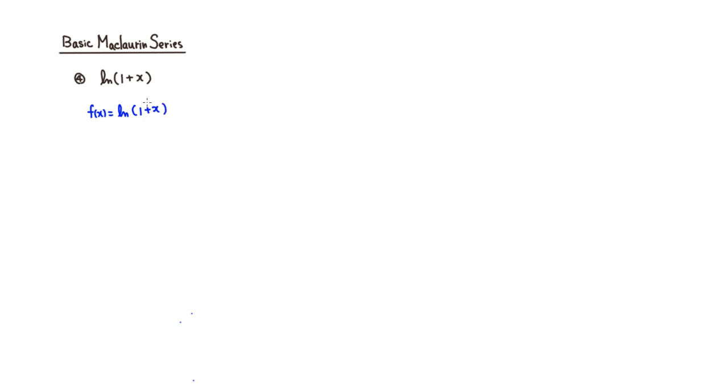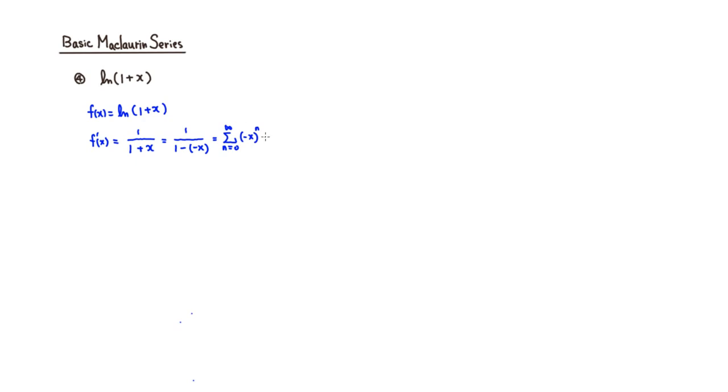All right, then we look at the derivative, f prime of x, which is going to be 1 over 1 plus x. And we've done this guy before, since we can simply rewrite it as 1 over 1 minus negative x. So we can use the geometric series to conclude that this is going to be a summation, n goes from 0 to infinity, negative x to the nth power.